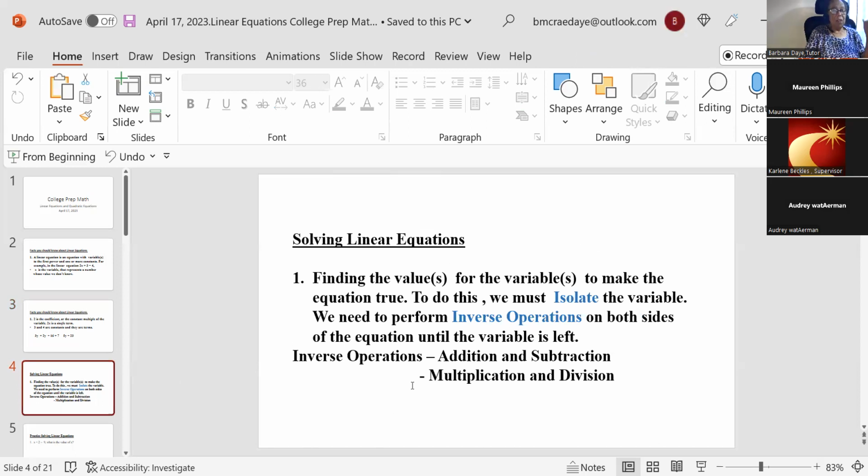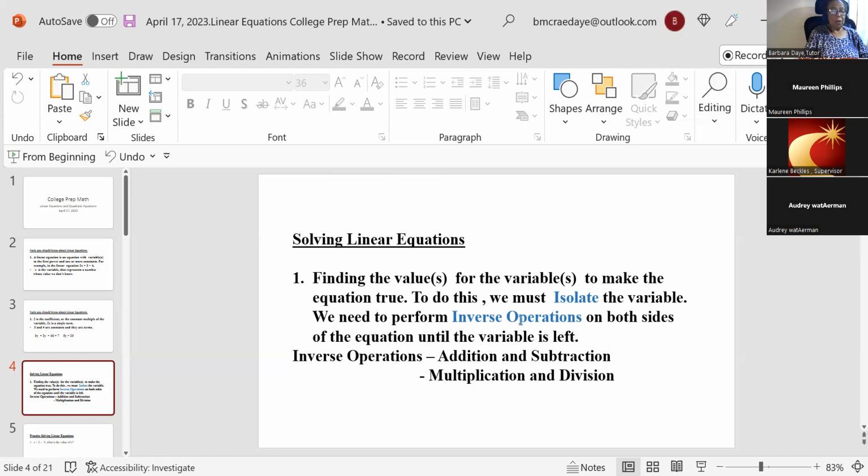Let's go to our next slide. Now, when we solve linear equations, we try to find the value for the variable, and we know the variable is something from A to Z. So we call this isolating the variable. If you have variables on both sides, then you may want to combine those variables. So you have variables on one side, and we want to put the variables on the left side because that's the conventional way, okay? Now, in order to get them on one side, we do what we call inverse operations.